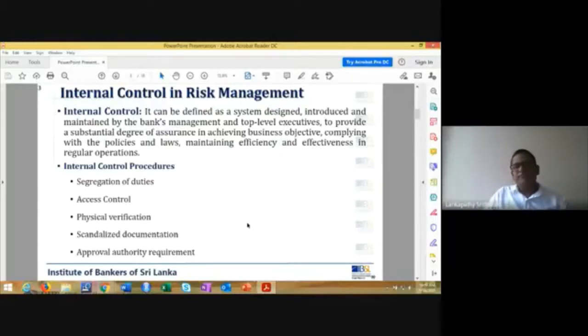So the first one is segregation of duty. The other one is access control. These are the internal control procedures. And the third one is physical verification.